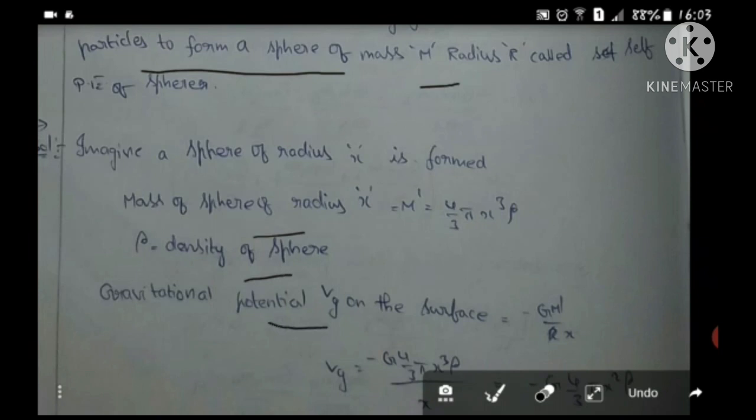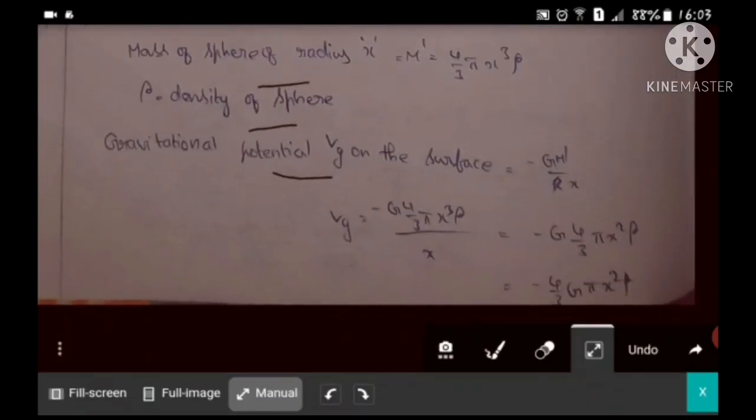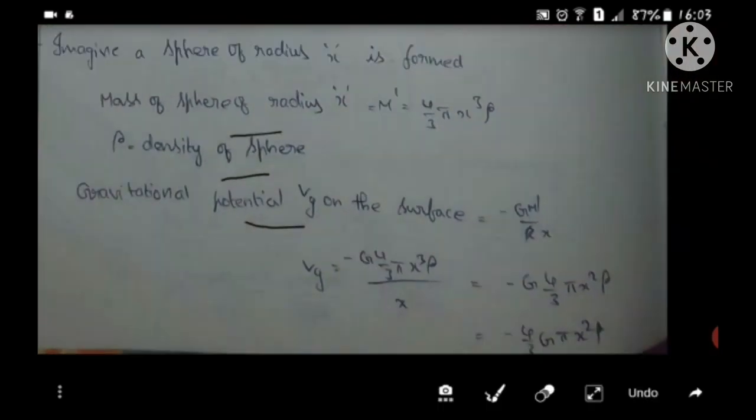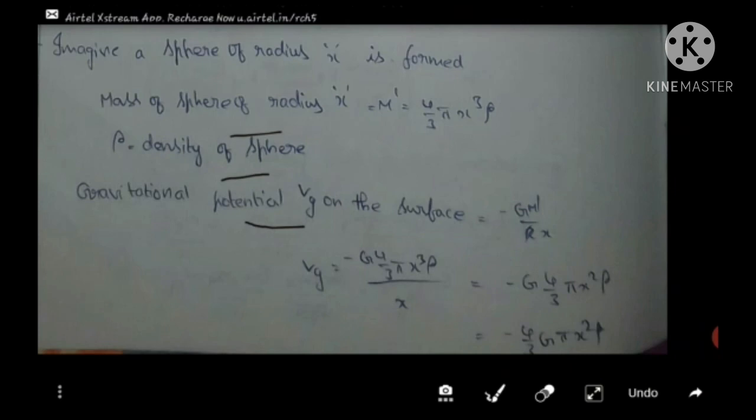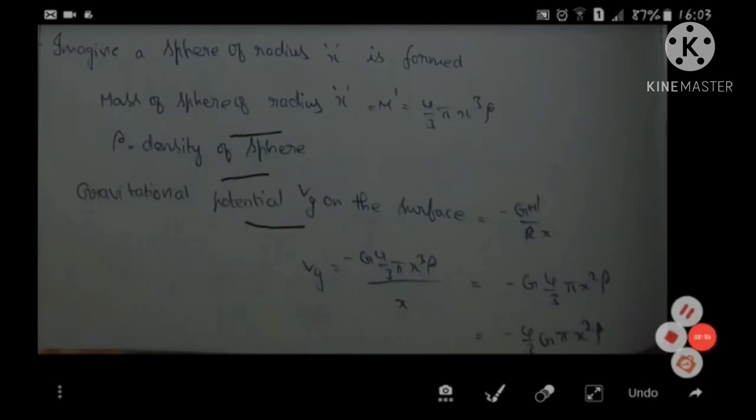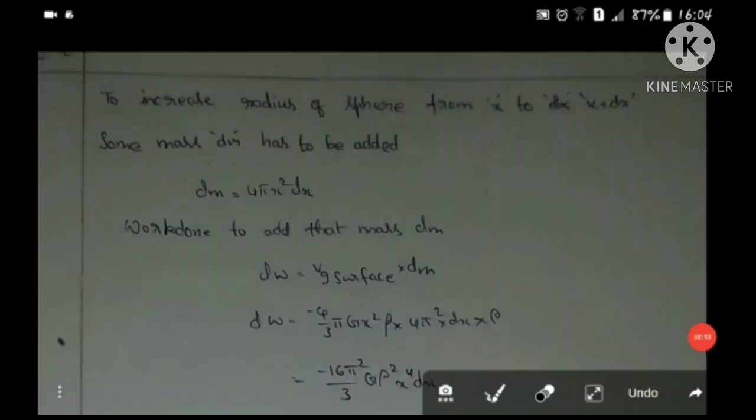Gravitational potential Vg on the surface is equal to minus G m dash by x. Therefore Vg is equal to minus G 4 by 3 pi x cube rho by x, which is equal to minus G 4 by 3 pi x square rho, which is minus 4 by 3 G pi x square rho. And then to increase the radius of the sphere from x to x plus dx, some mass dm has to be added. Here dm is equal to 4 pi x square dx rho.